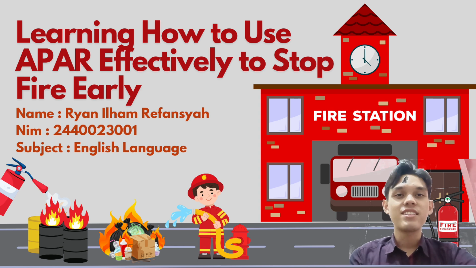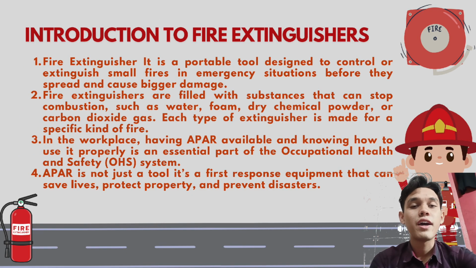Okay, next is an explanation regarding the fire extinguisher. A fire extinguisher is a portable tool designed to control or extinguish small fires in emergency situations before they spread and cause bigger damage. Fire extinguishers are filled with substances that can stop combustion, such as water, foam, dry chemical powder, or carbon dioxide gas.